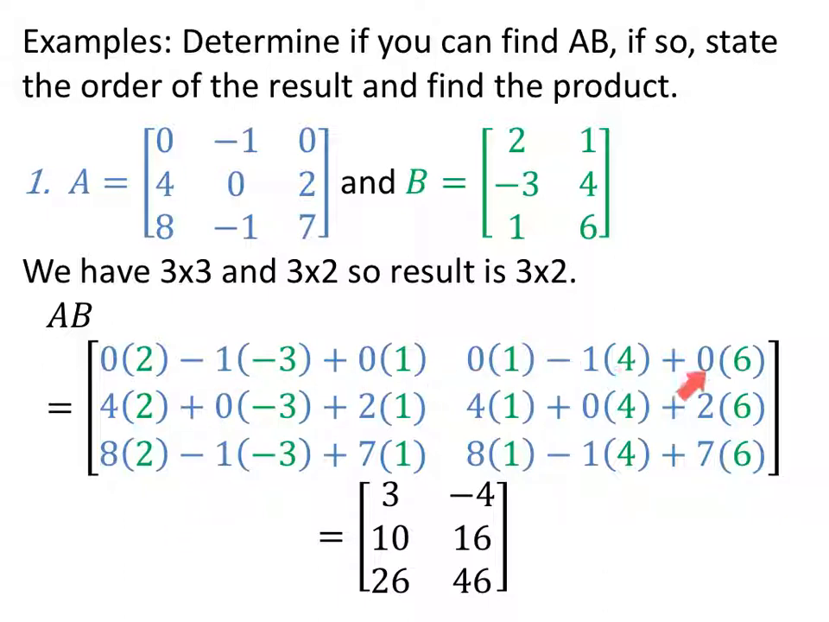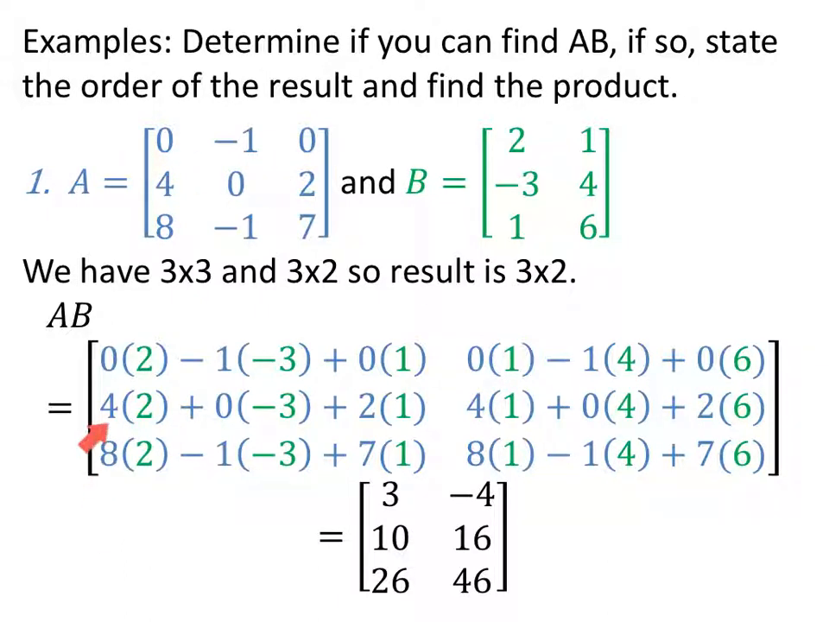Moving over here, this answer is going in row 1, column 2. So I'm going to use row 1 from A and column 2 from B. So I'll have 0 times 1 minus 1 times 4 plus 0 times 6. And even with zeros, I write it down so I can see. Look, in blue, I have 0, negative 1, 0. That's my row 1. 0, negative 1, 0. My row 1.